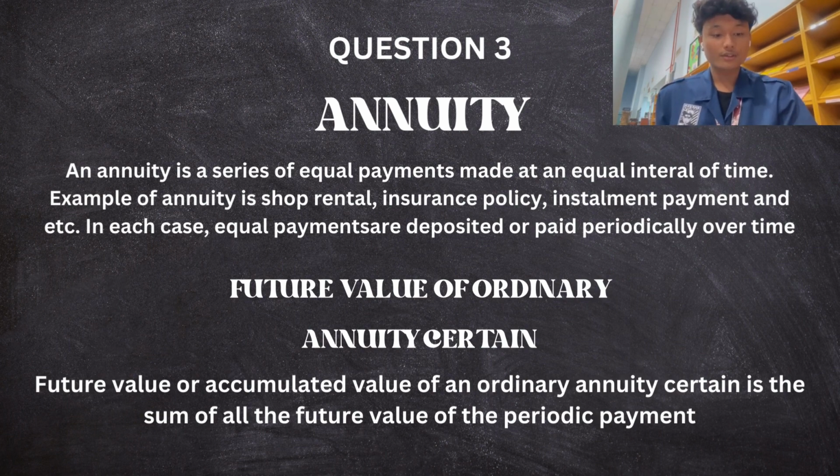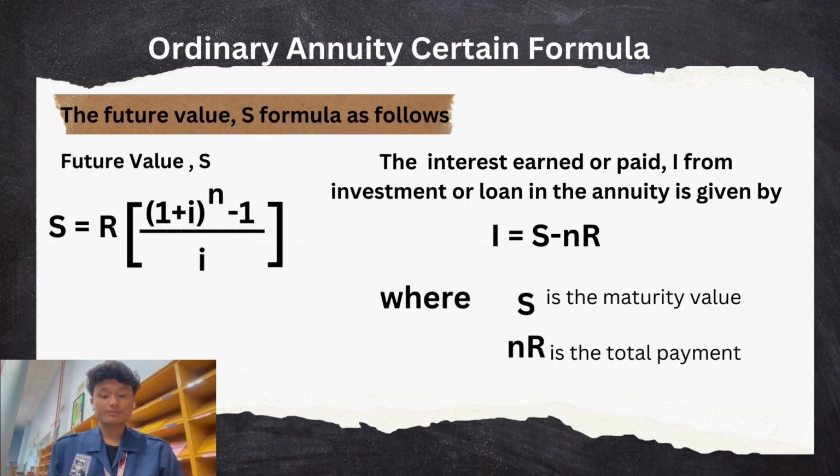Future value of an ordinary annuity. The accumulated value of an ordinary annuity is the sum of all the future values of the periodic payments, as follows. Future value S equals R times [(1 + i)^n - 1] over i.